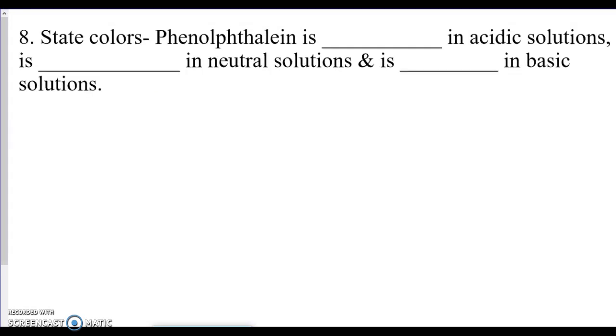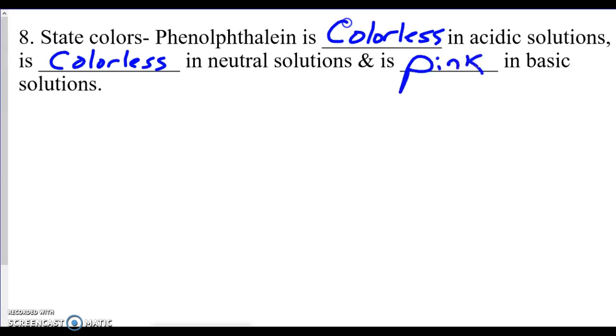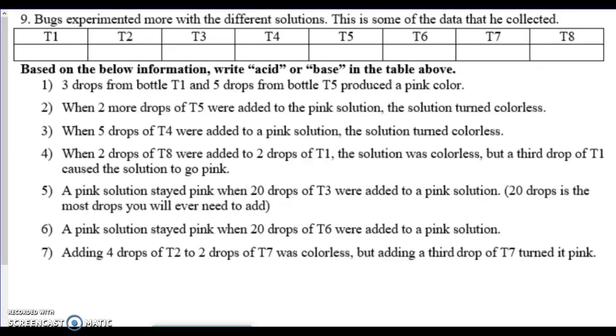State colors. Phenolphthalein is colorless in acidic solutions and is colorless in neutral solutions and is pink in basic solutions. So here's the information that Bugs Bunny got. He put 3 drops from T1 and 5 drops of T5, and he got a pink color.